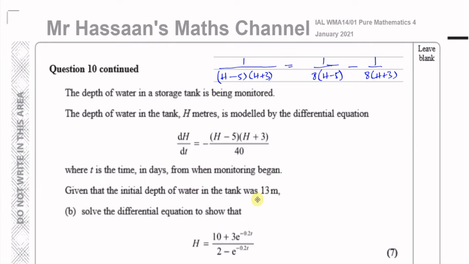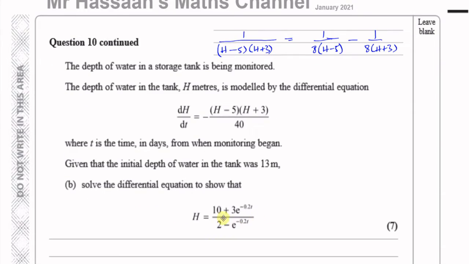Given that the initial depth of water in the tank was 13 meters, solve the differential equation to show that h equals this particular expression. So we've got to solve this differential equation, meaning we've got to express h in terms of t. When you solve it, you've got to express what's on top in terms of what's underneath. Without the rate of change, you change this into h equals some function of t.